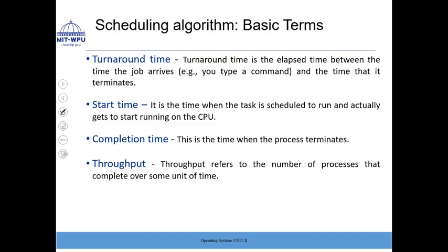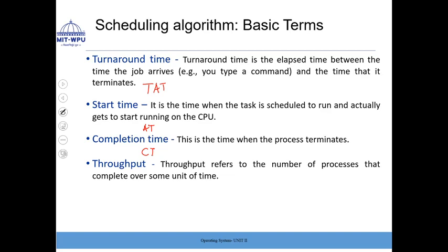These are some of the terminologies which we require for scheduling algorithms. We have already given you an introduction to these: turnaround time, start time, completion time, and throughput. We are also going to call turnaround time TAT, then arrival time, and completion time is CT, and we are going to calculate throughput and response time based on the given parameters. Waiting time is the sum of the periods spent waiting in the ready queue.